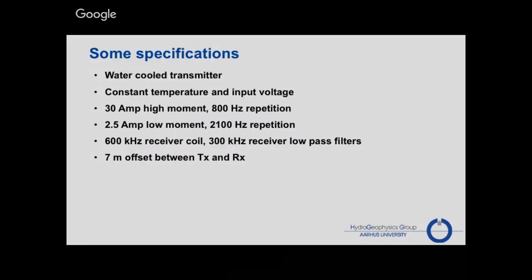So these are the specifications that we are ending up with in the end. So constant temperature and constant input voltage. It's again a two moment system like SkyTEM, right? So it's a 30 ampere high moment at 800 hertz repetition and 2.5 ampere low moment at 2100 hertz repetition. Low pass filters and 7 meter offset between transmitter and receiver. So not 6 and not 8, 7.